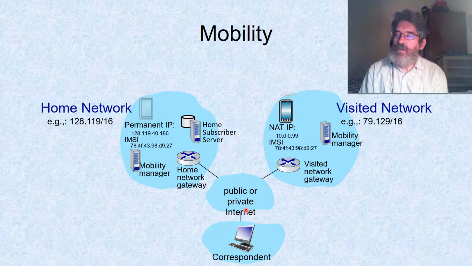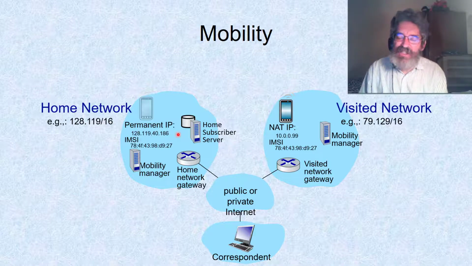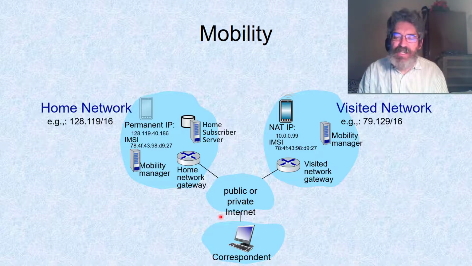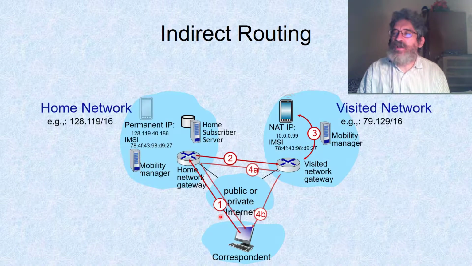So what we're going to do is push our functionality again to the edge. We're going to have our devices at the edge do all the work, so the internet as a whole doesn't have to deal with most of this. So the first idea is what's called indirect routing.